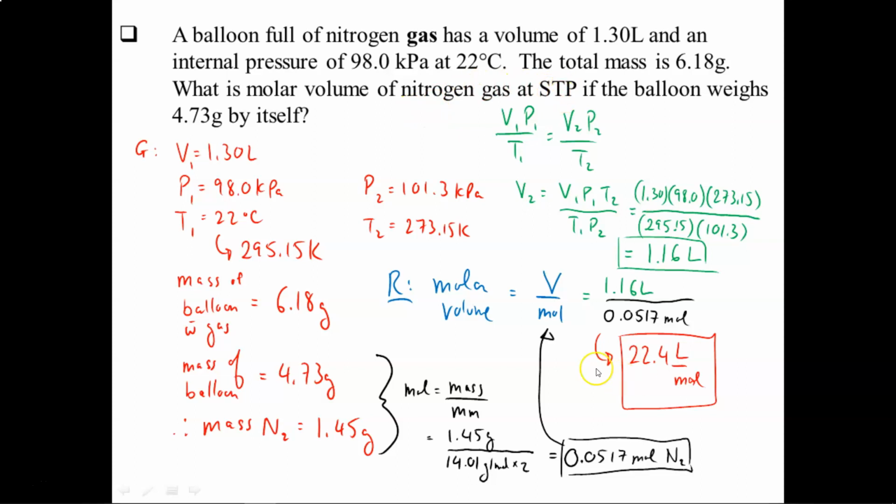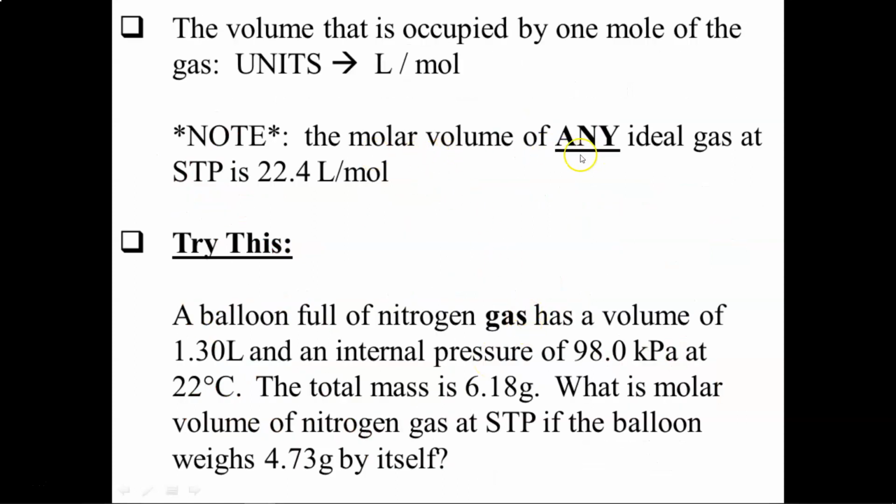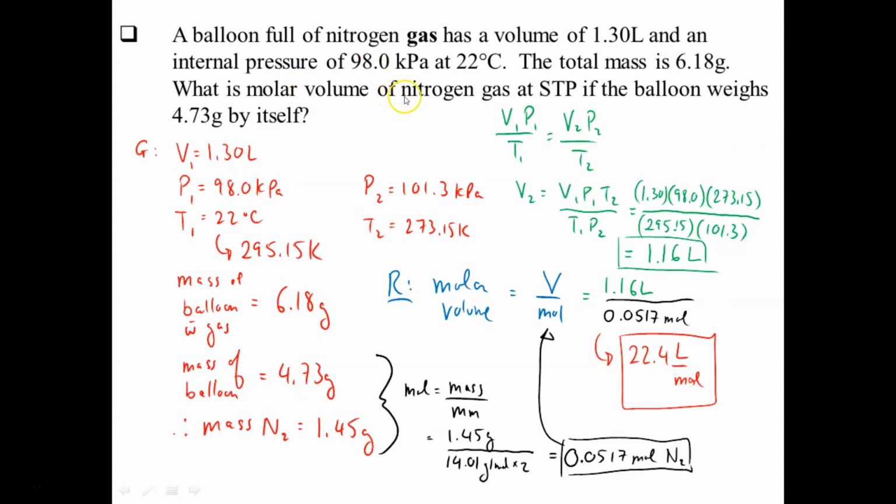Now, the sad thing is, this whole question, it's only worth 1 mark. That's because the molar volume of any gas at STP is always 22.4 liters per mole. In this case, we're discussing nitrogen gas at STP, 22.4 liters per mole. Doesn't matter what identity the gas is. As long as it's at STP and the gas is behaving ideally, we've got 22.4 liters per mole as the molar volume. So please remember this value.